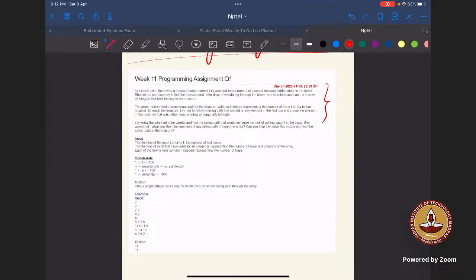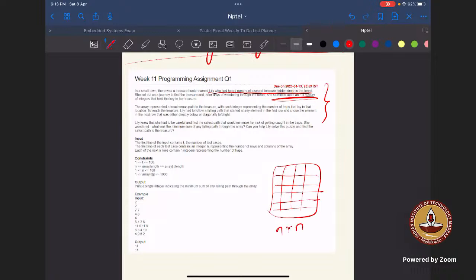Okay, so let's read the story. In a small town, there was a treasure hunter named Lily who had heard rumors of a secret treasure hidden deep in the forest. She set out on a journey to find the treasure, and after days of wandering through the forest, she stumbled upon an n cross n array. Okay, an n cross n array of integers that held the key to her treasure. The array represented a treacherous path to the treasure, with each integer representing the number of traps that lay in that location. So if the integer here is x, then this represents the number of traps in this particular location.